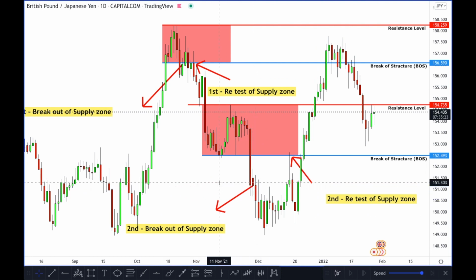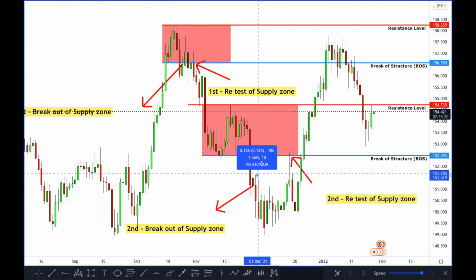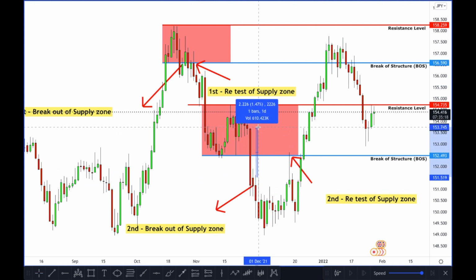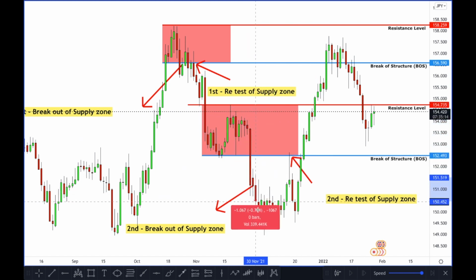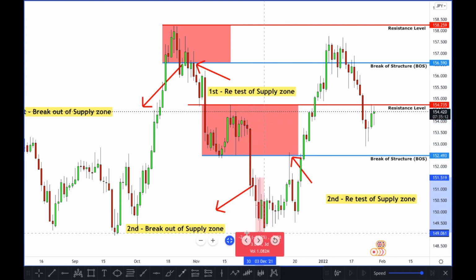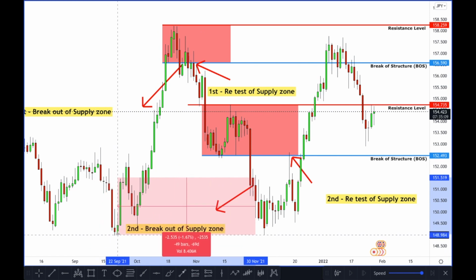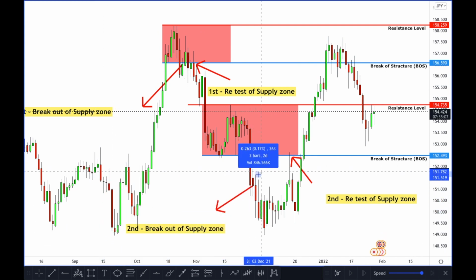The problem I have with entering somewhere like here is that if I wanted to put my stop loss above this level here or even above this zone, it's not a good risk to reward ratio trade for me, because I would have been looking to take price down to this low over here. So I personally wouldn't have taken that setup. I would have just left this trade and said, okay, I'll wait for the next setup to occur.